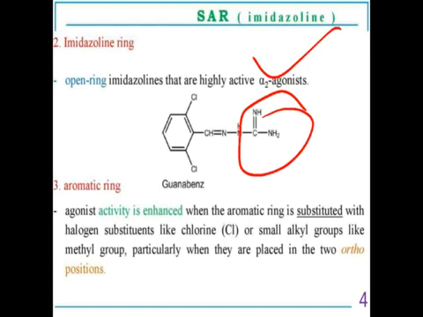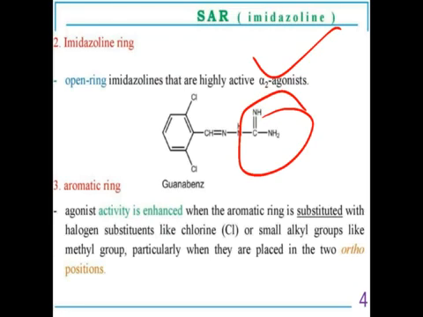And third part, it is the aromatic ring. So the agonist activity can be increased if it is substituted with chlorine or small alkyl groups like methyl group. Generally they are placed in two ortho positions. These groups should be present at both ortho positions, either two alkyl groups or the halogen groups. So they will enhance the agonist activity of a drug.